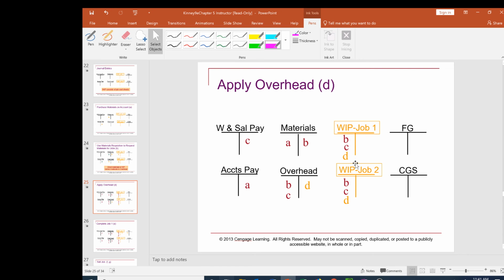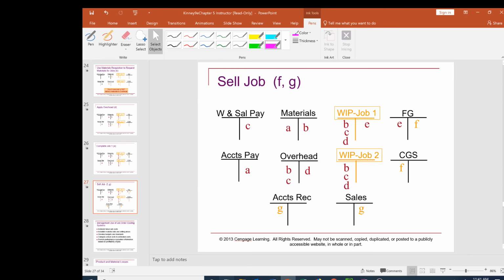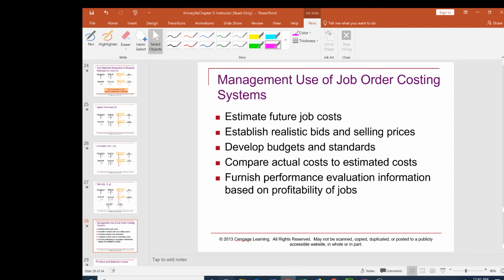We debit work in process and credit factory overhead. It's the same thing we've done before, just running you through them again. And as I told you, management will use this to estimate future jobs and give bids and develop budgets and compare actual with your estimated and to do a performance evaluation. So lots of things you use the job order cost system for.